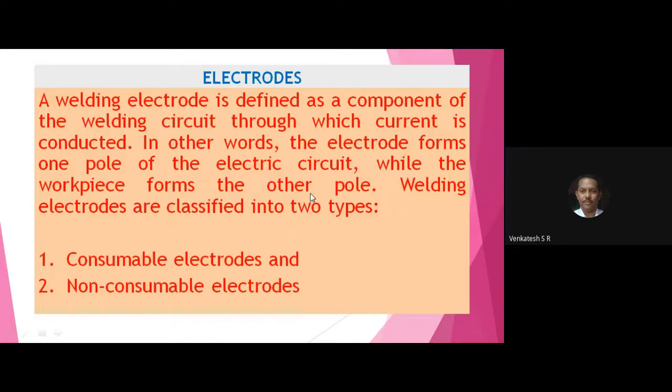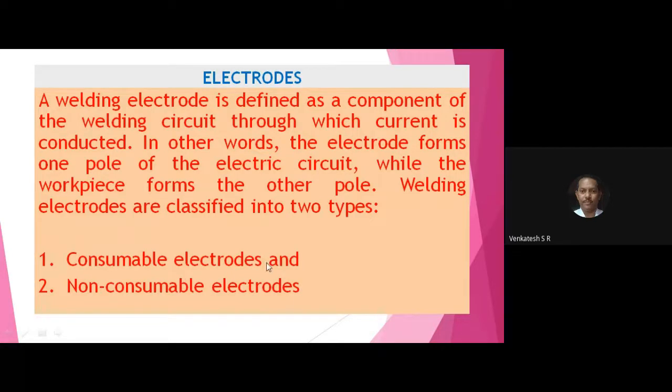Consumable electrode means, as you have seen in electric arc welding, gas welding, MIG welding, and submerged arc welding, in all these welding processes you use the electrode as the filler metal. But for non-consumable electrodes, only in TIG welding, the tungsten electrode is used. The function of the tungsten electrode in TIG welding is to establish the arc between the workpiece and the tungsten welding rod. In that case, the welding rod is not consumed. So that is a non-consumable electrode.